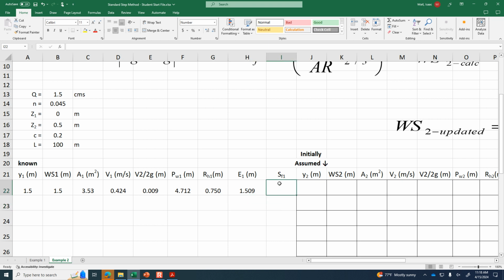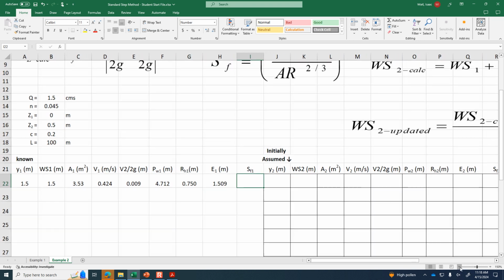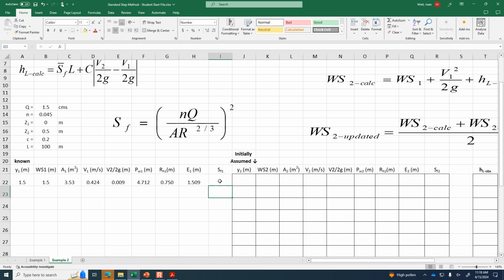Here on the template, what is the slope of the energy grade line at location 1? Slope of the energy grade line we can get from this formula. It's just rearranging Manning's equation. So equals N, anchor the reference, times Q, anchor that reference, divided by the area, divided by the hydraulic radius to the power of 2/3, so 0.6667. And then all of that is squared. So we get the slope of the energy grade line at the known location is 0.00054.